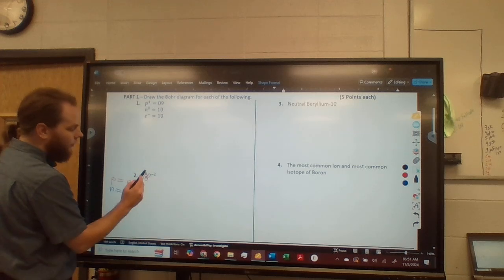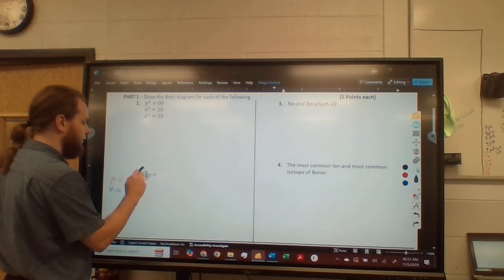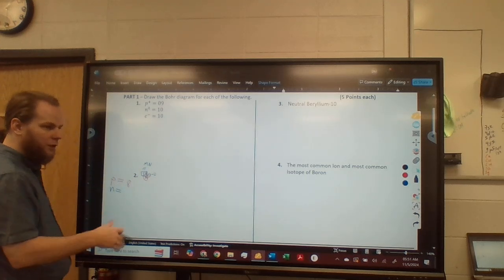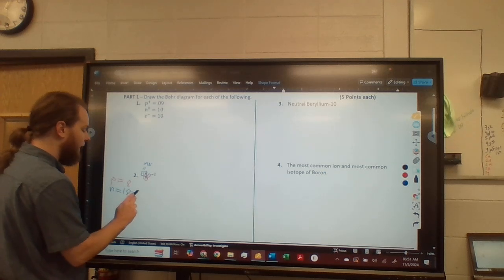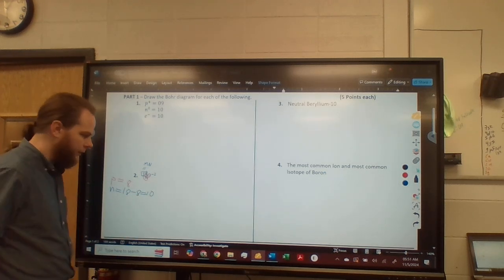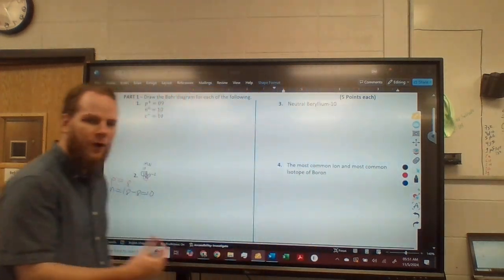In this case, this number right here, the 18 on top, that's the mass number. So then we can take the mass number minus the number of protons again. So 18 minus 8, there are 10 neutrons in this question. And that leaves us with the number of electrons.